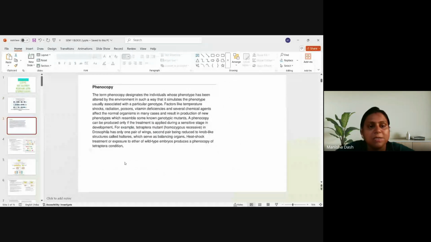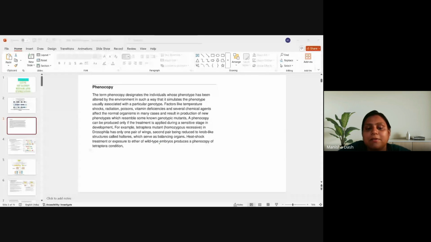So the next concept is called phenocopy. Phenocopy means sometimes there could be a phenotype which is not actually due to a genotype, but rather due to a variation in the environmental condition. But the phenotype will be like a copy of the actual genotype that exists.